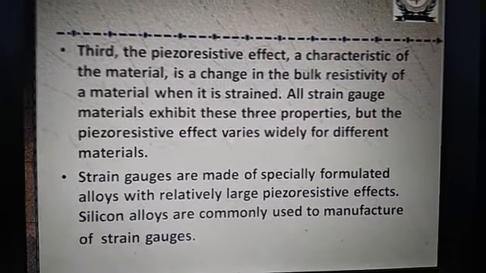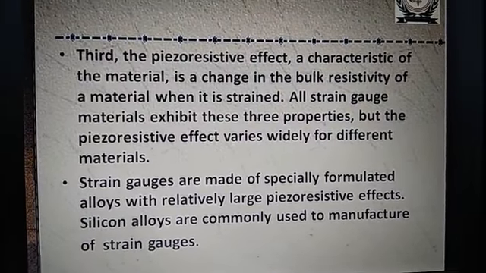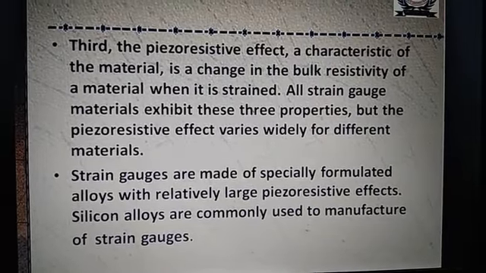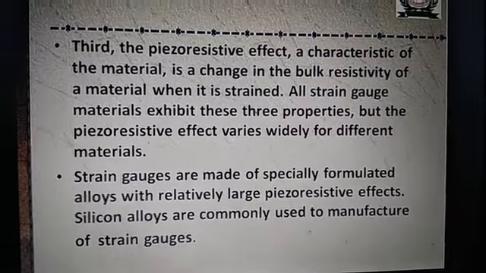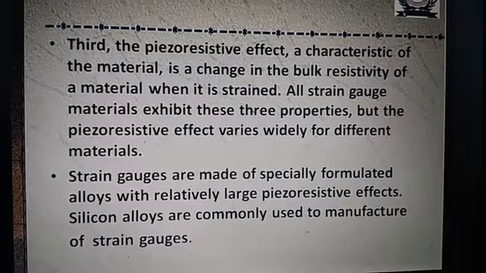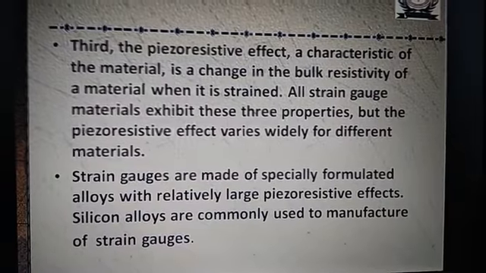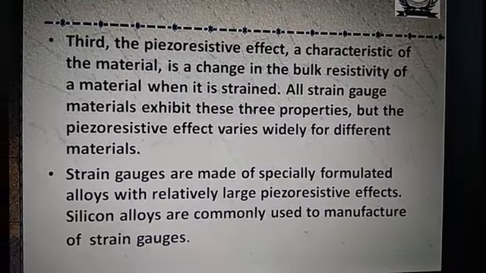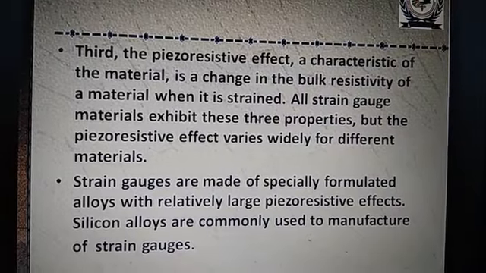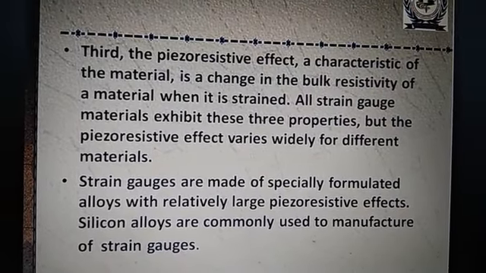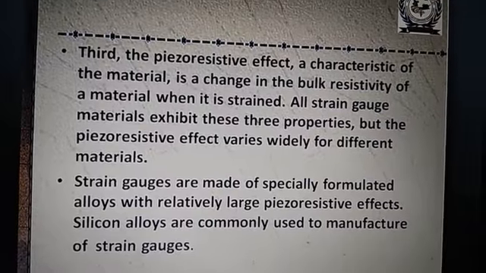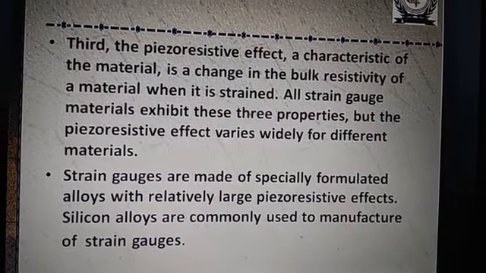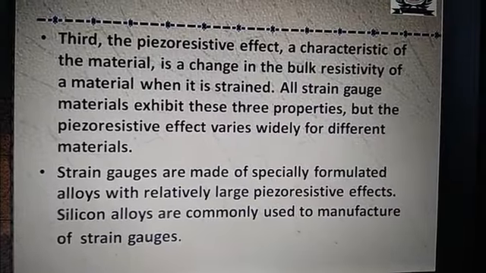Third, the piezoresistive effect. A characteristic of the material is a change in the bulk resistivity of a material when it is strained. All strain gauge materials exhibit these three properties, but the piezoresistive effect varies widely for different materials. Strain gauges are made of specially formulated alloys with relatively large piezoresistive effects. Silicon alloys are commonly used to manufacture strain gauges.